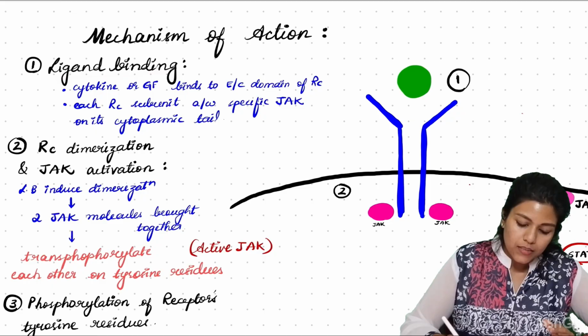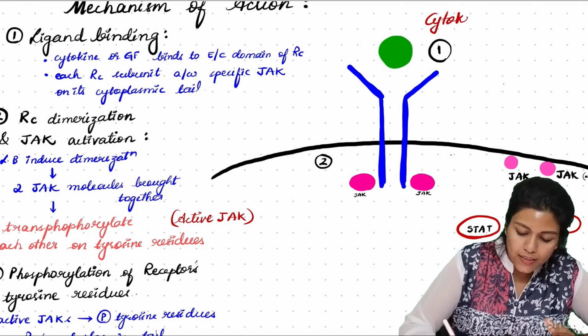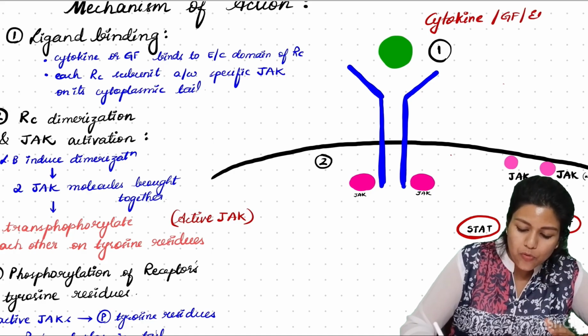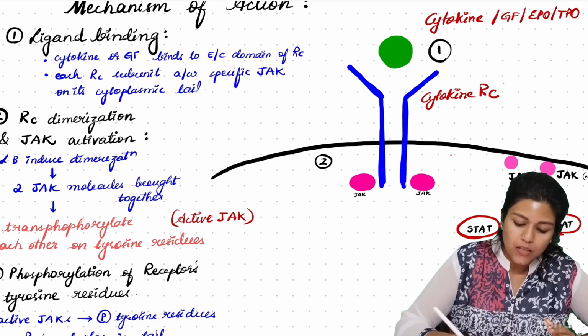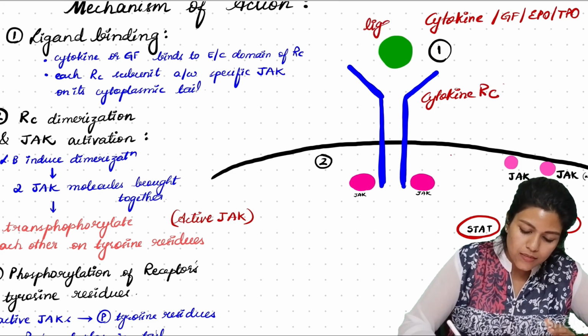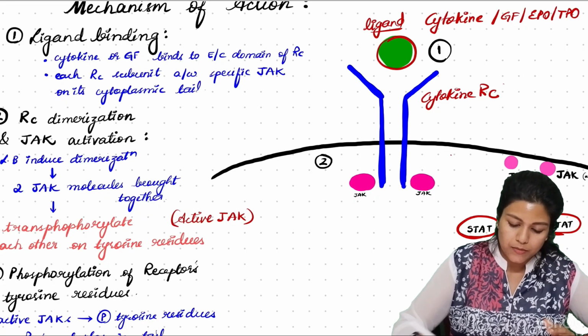Ligand binding. Here we will take an example of a cytokine. A cytokine is a ligand, or you can also take a growth factor, or erythropoietin, or thrombopoietin, any of which can be a ligand here. This receptor here is a cytokine receptor. So this ligand has now bound. It is binding to the receptors.